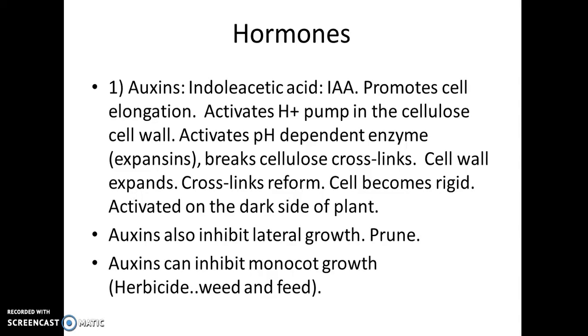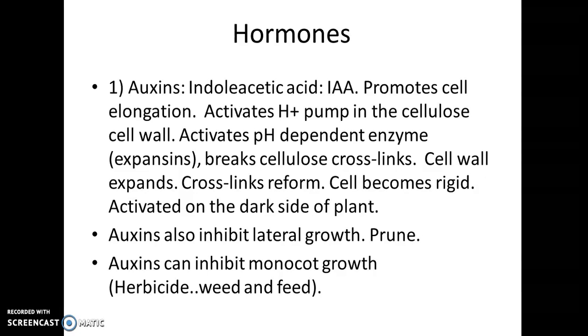And we're going to start off with hormones. You saw this slide last time you were here, but we didn't talk about them. So there are a number of hormones that we're going to talk about that cause plants to behave the way they do. The first hormone, the main hormone, are auxins, which are also called indoleacetic acid, or IAA. And these things promote cell elongation.